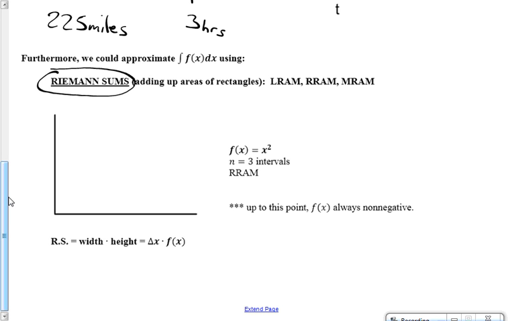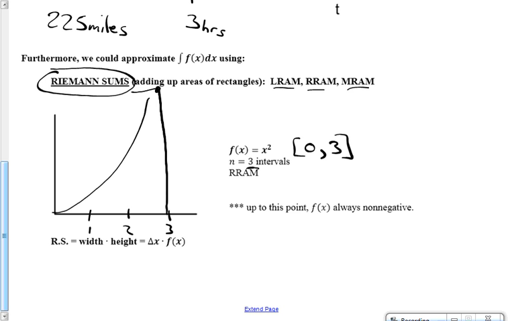Okay. And we did rectangles. We did LRAMs, RRAMs, and MRAMs. The basic idea would be if you have 3 rectangles on an interval from 0 to 3, you would draw 3 rectangles, look at x squared. If we were going to do an RRAM, you draw up to the curve, go horizontal across dx, and so on, right? There's an RRAM.